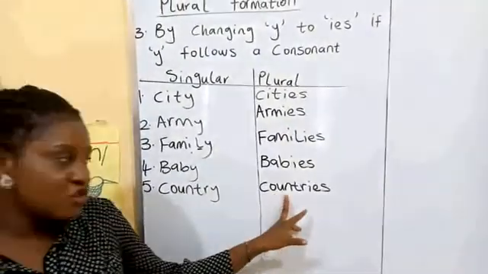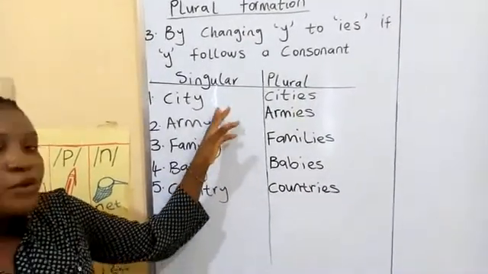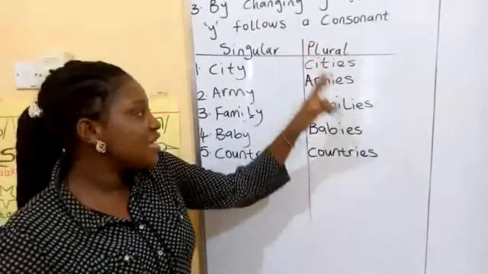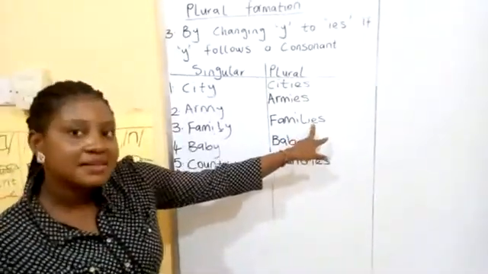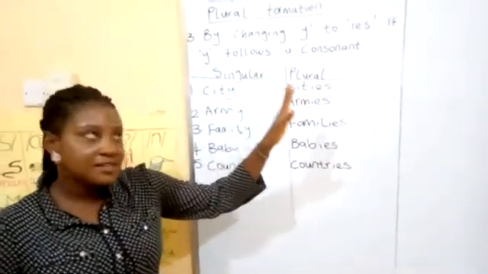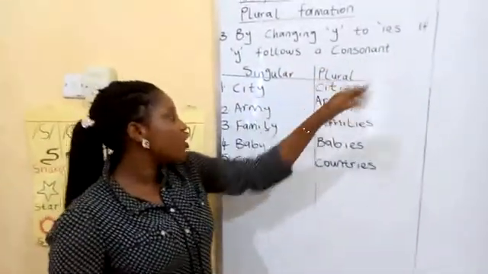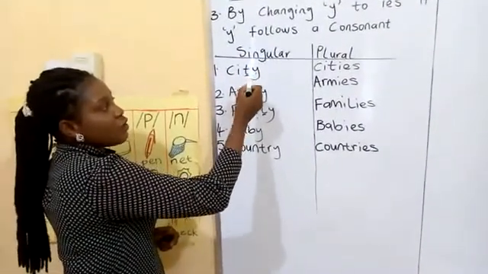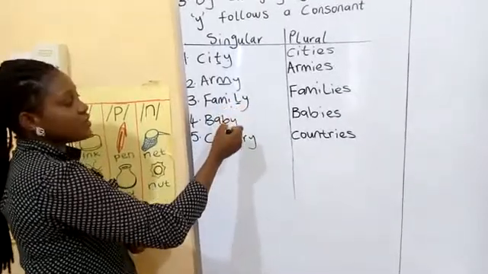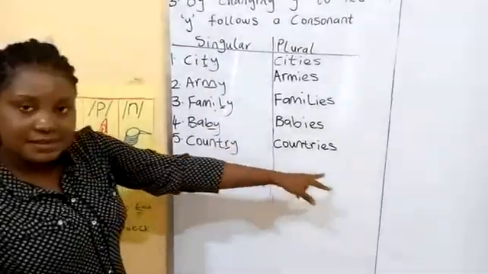Countries. So words that end with Y form their plural by changing the Y to I and adding ES. But it's not in all cases. We only change the Y to I if the word follows a consonant, just as we have here. This is a consonant. The Y comes after this consonant. So we change it to IES.